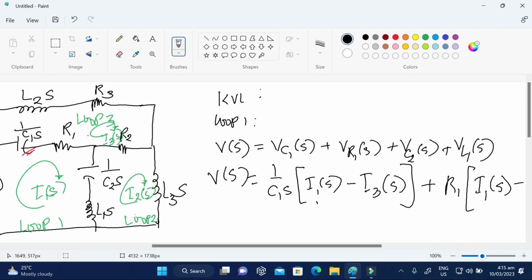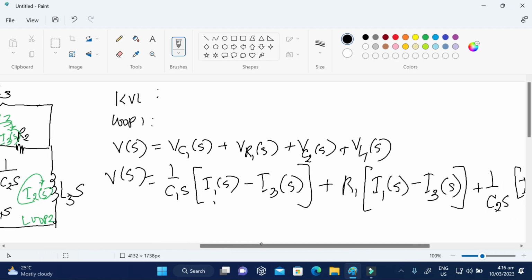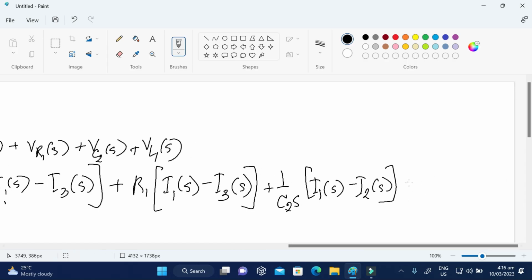And lastly, for L1, we also have a commonality between loop 1 and loop 2. So the current in L1 is I1 minus I2, plus L1S multiplied by I1S minus I2S.